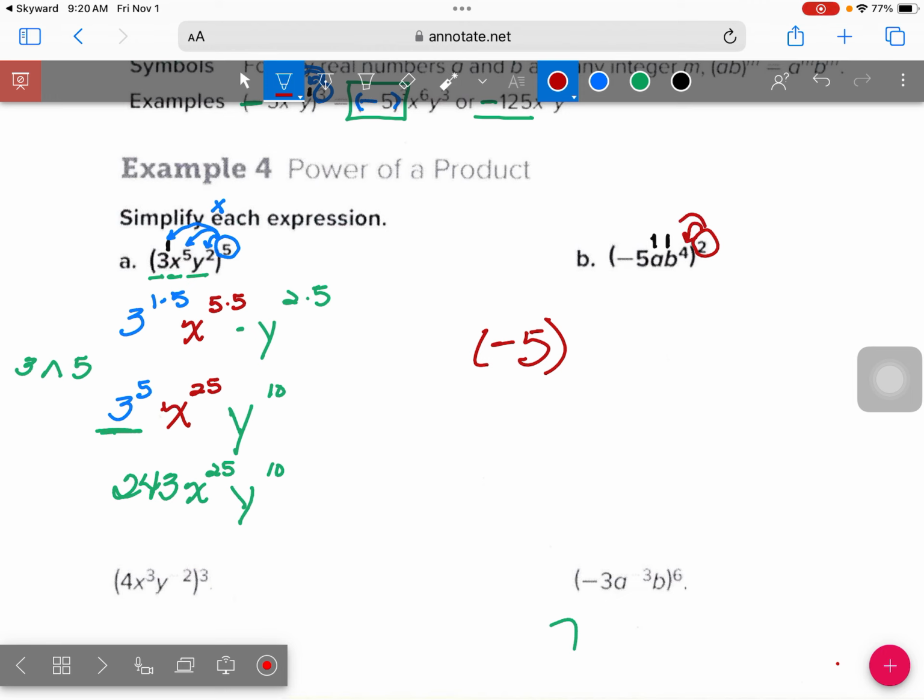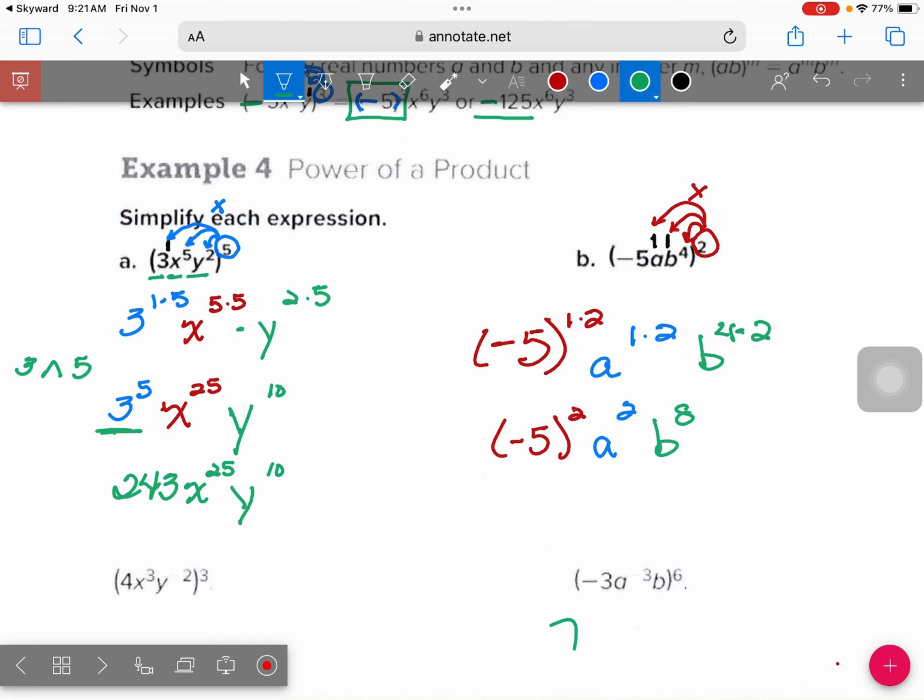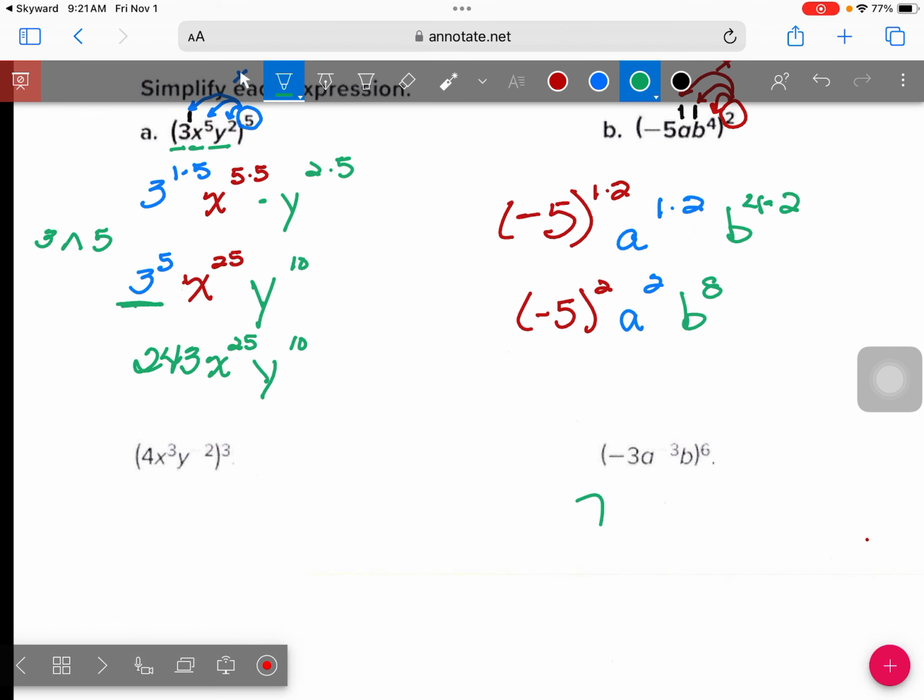And this 2 gets multiplied with every exponent. So to the 1 times 2, a to the 1st times 2, and b to the 4th times 2. So simplifying, this is negative 5 to the second, a to the second, b to the 8th. On your calculators, I want you to do negative 5 squared with the parentheses. Tell me what you get.